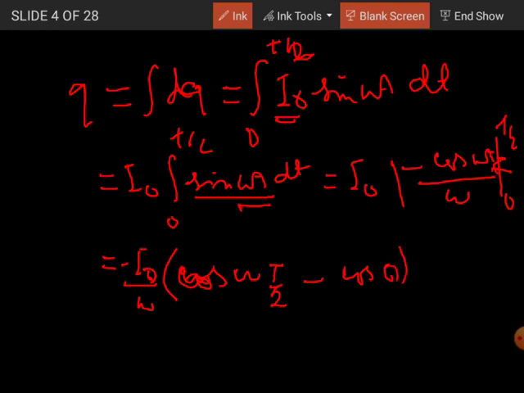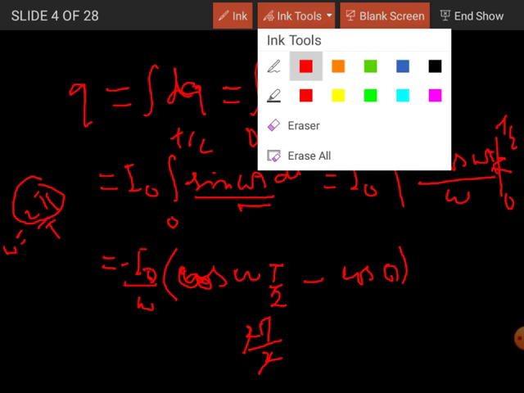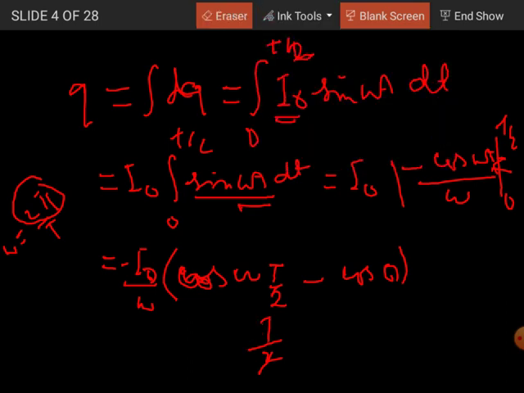Cosine of omega t, you know that omega is equal to twice pi by T. Got it? So omega T will be equal to twice pi. So cosine of twice pi divided by 2, then the 2 cancels, and it will be just cosine of pi. Cosine of pi is how much? Cosine of 180 degrees is minus 1, right? So let's put that minus 1.